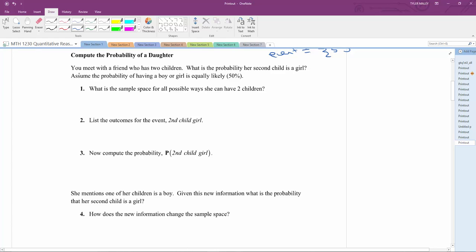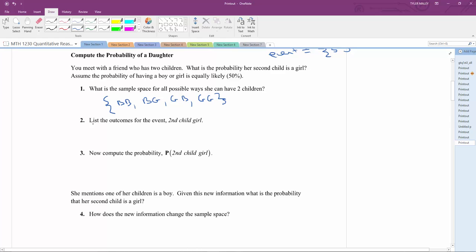So we're given this scenario: you meet with a friend who has 2 children. What is the probability your second child is a girl? Assume the probability of having a boy or girl is equally likely, right? So we're asked, what is the sample space for all possible ways she can have 2 children, right? So the sample space is all possible ways, right? So we could have a boy, we could have a boy first then a girl, we could have a girl first then a boy, and we could have 2 girls, right? So these are all the possible ways to have 2 children, right? There's just 4 ways.